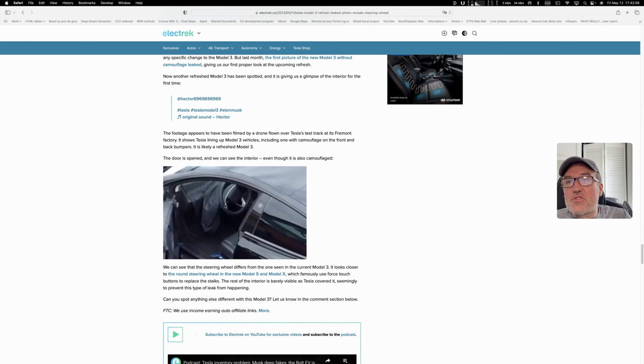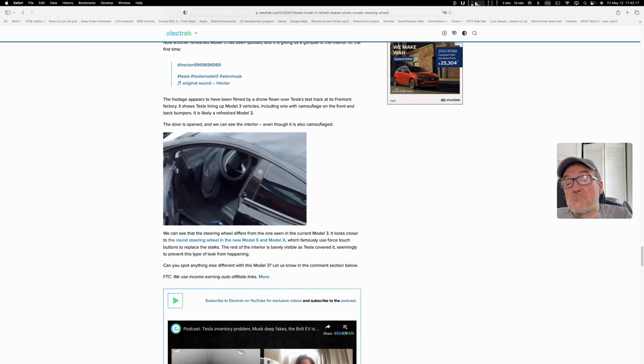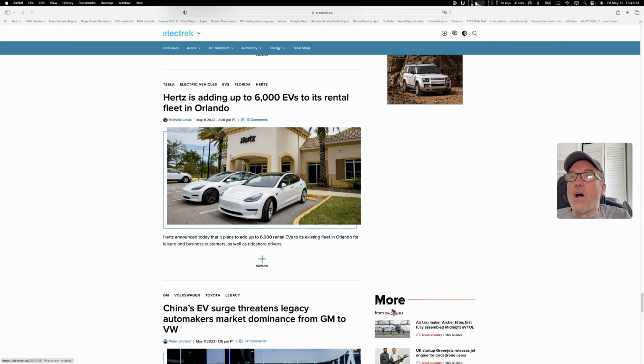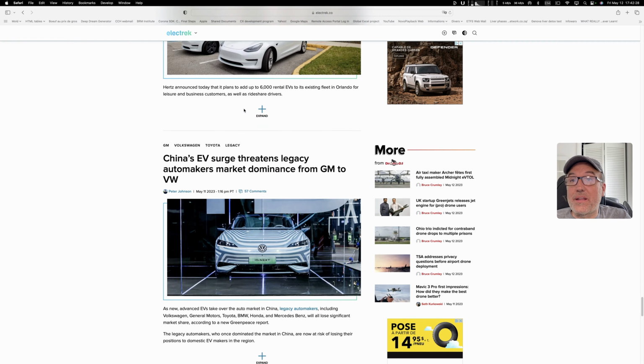Also, new Tesla Model 3 refresh leaked photo revealed steering wheel. I don't see much change. This is an aesthetic change. Nothing much to say about that. Also, Hertz is adding up to 6,000 EVs to its rental fleet in Orlando.